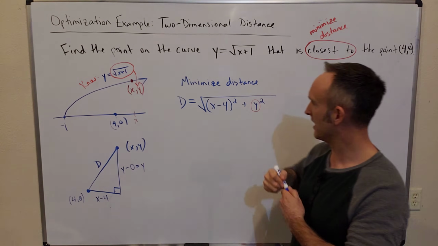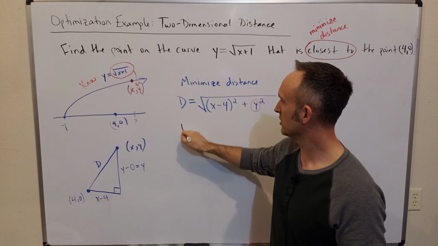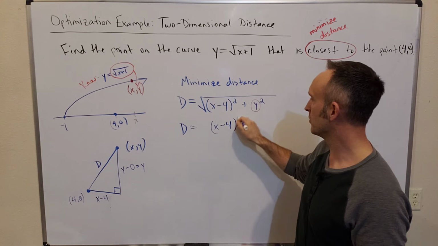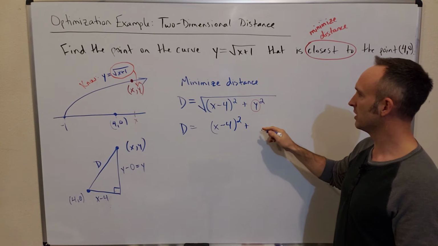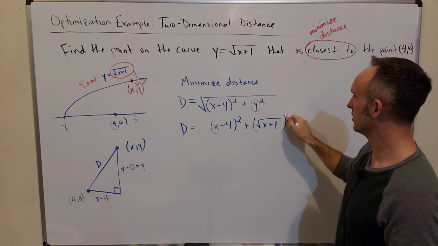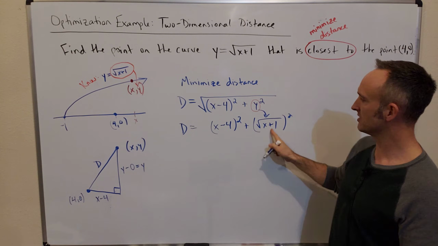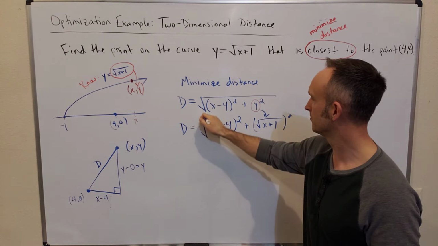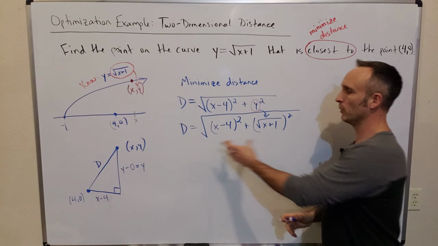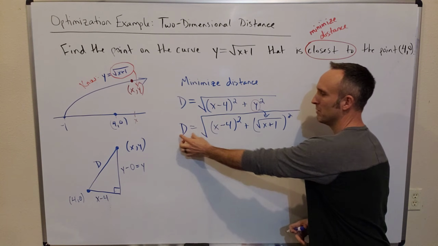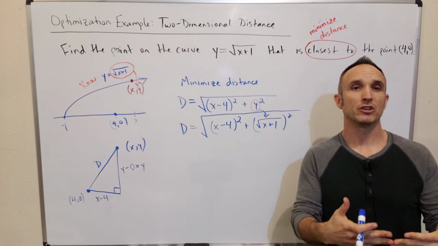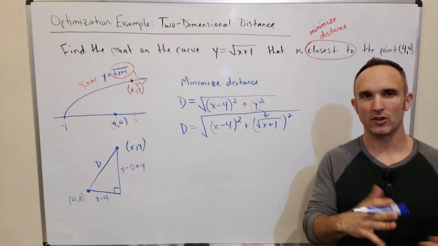And so by doing that, my distance function now, in terms of one variable, turns into the square root of x minus 4 squared plus the square root of x plus 1 quantity squared, because y is the same thing as the square root of x plus 1. Okay, very good. So we've gotten this far. We have our function that we want to minimize in terms of a single variable. We have to find the critical numbers. We have to look at the derivative, all that kind of stuff.